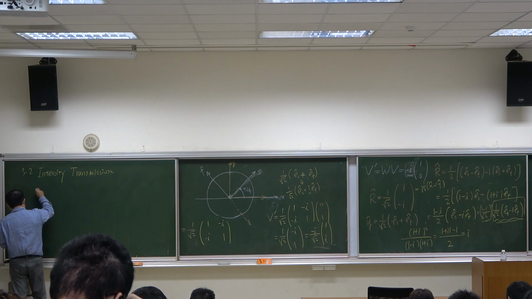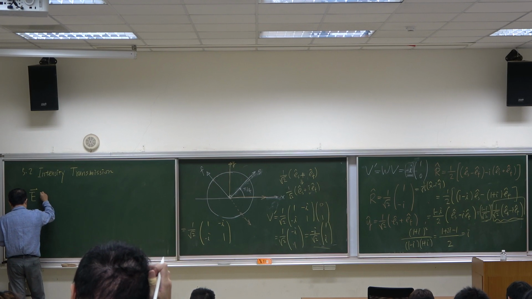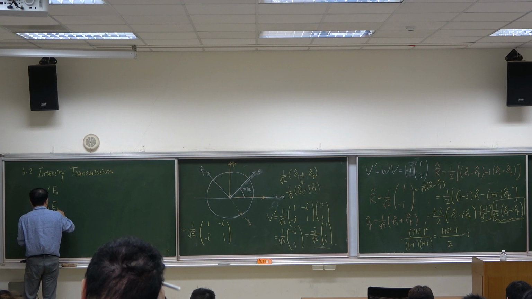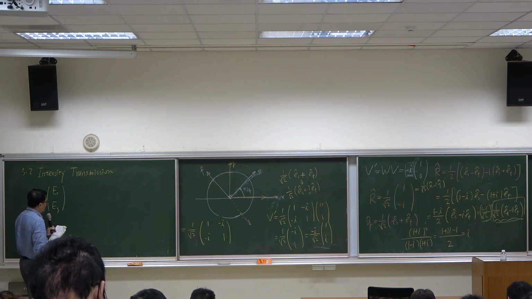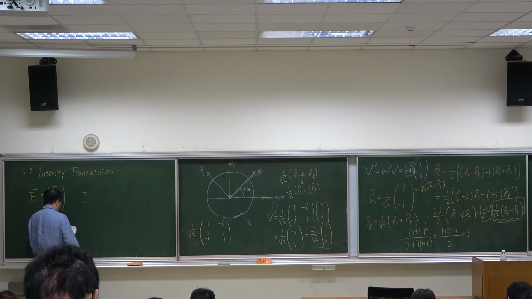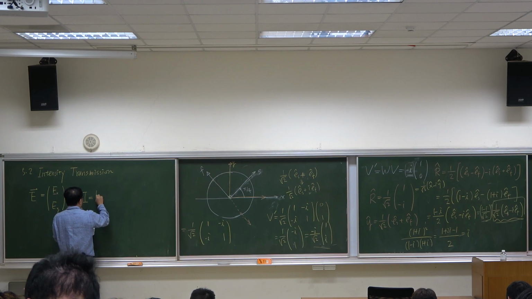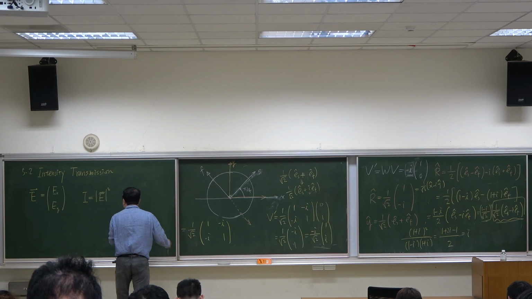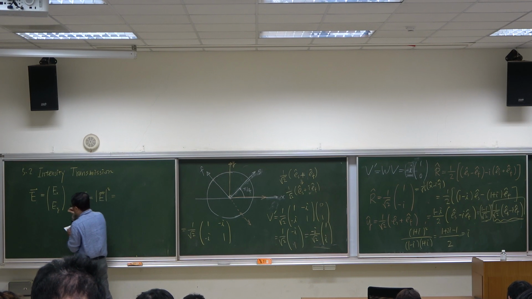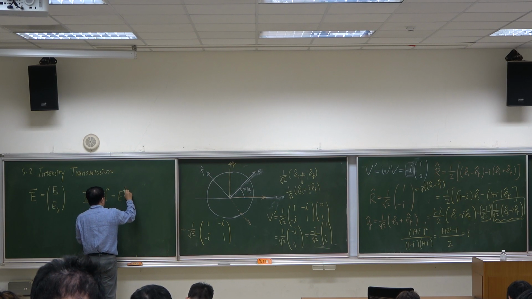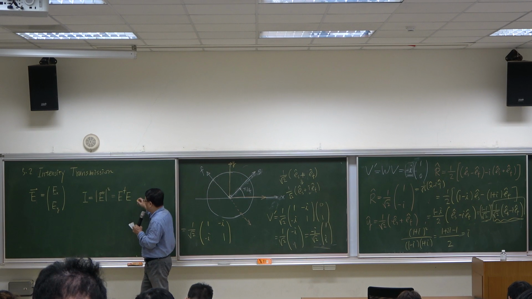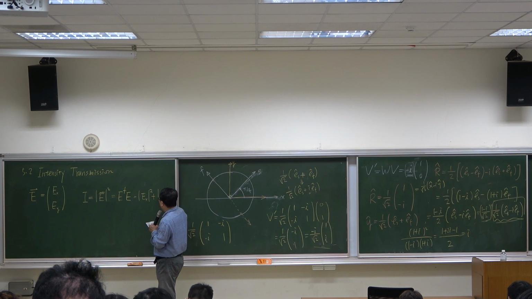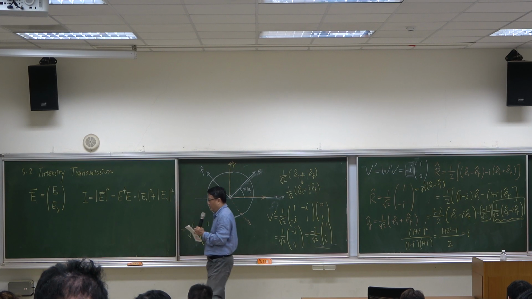So suppose originally we have the E vector written as EX, EY. So originally we have the intensity. Intensity is equal to the absolute square of this E vector. And this can be written as E dagger times E, which is equal to EX absolute square plus EY absolute square, okay?